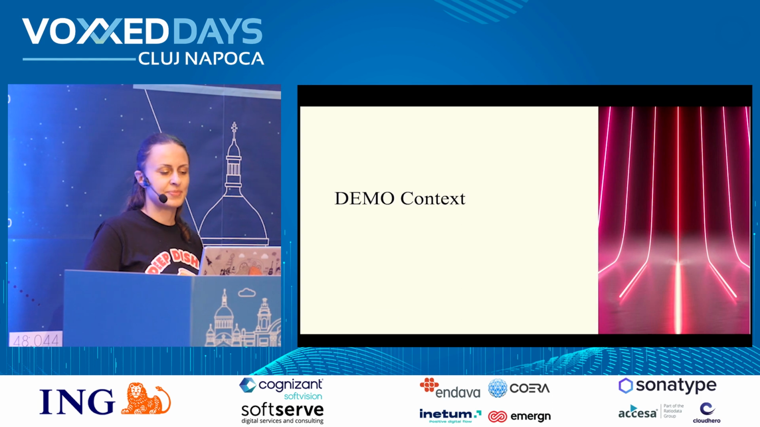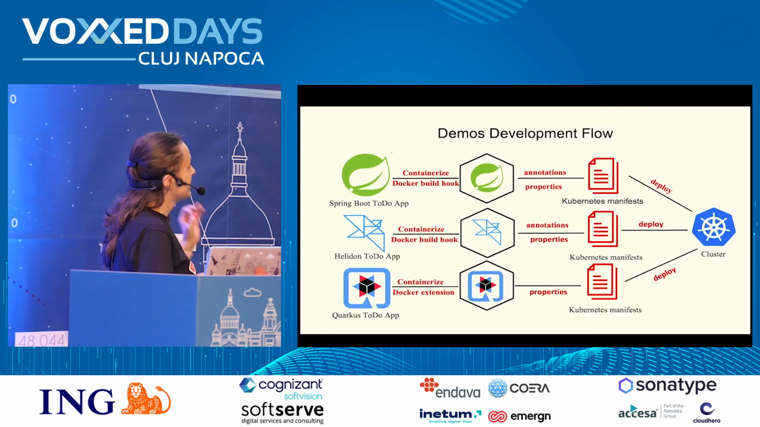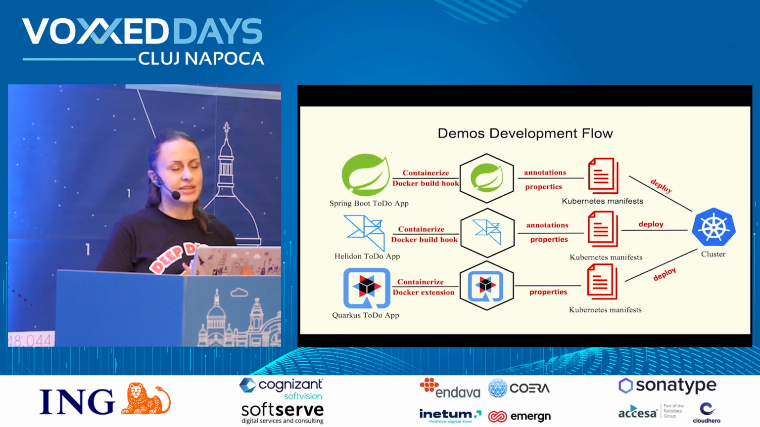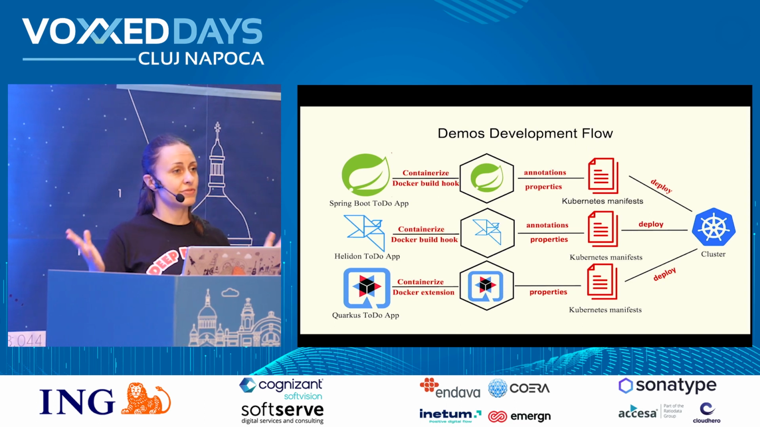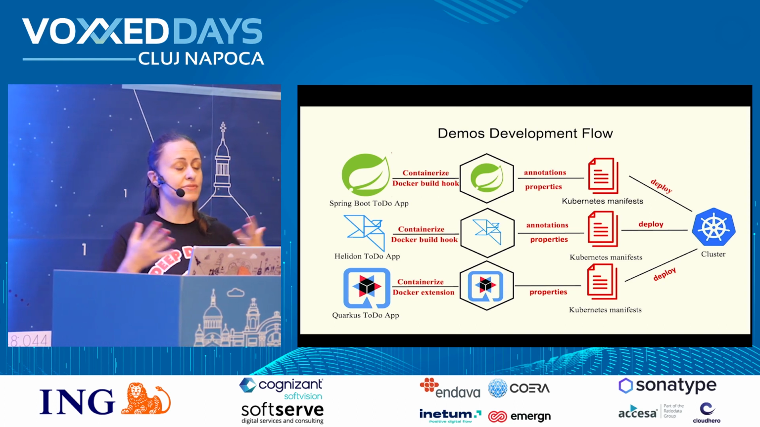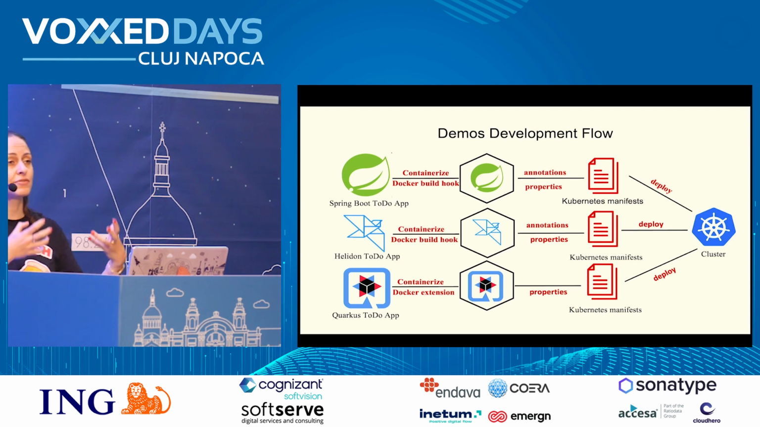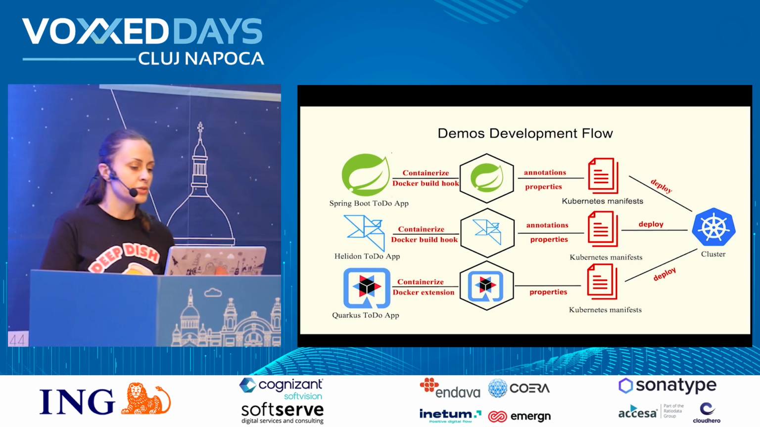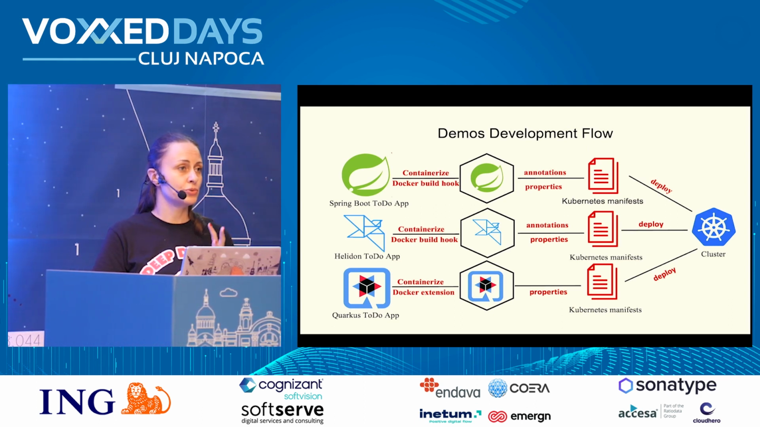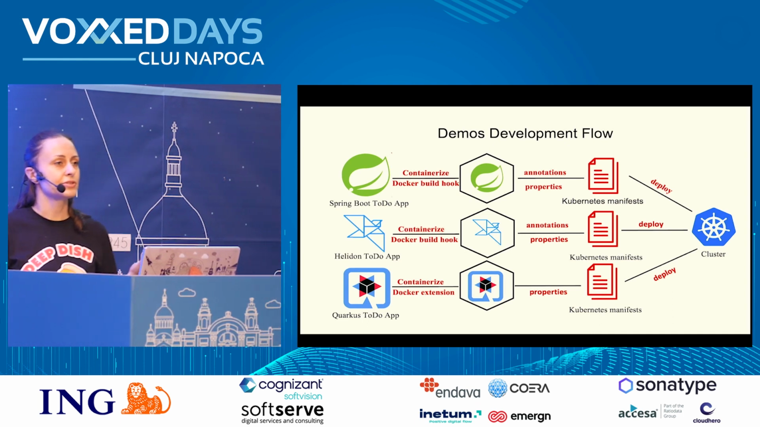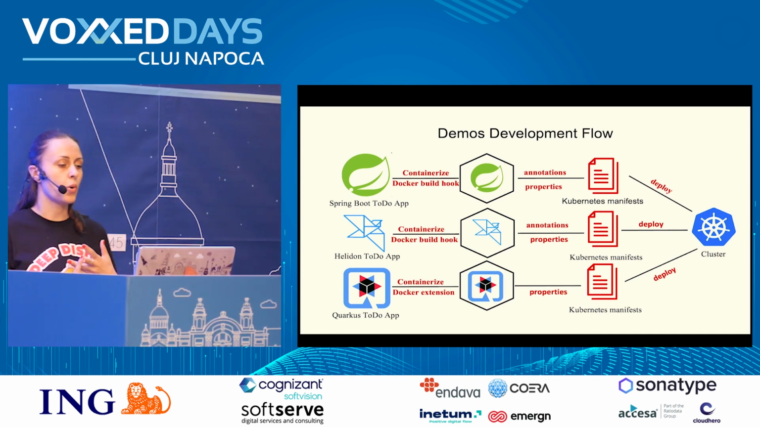Now let's jump into the demo context, because there are going to be a lot of demos today. So the demo context has 3 applications, because I thought to demo Dekorate with different frameworks so that you can see that it works in different contexts. You're not bounded to a specific framework to use Dekorate. So I am using the same to-do app with different flavors in SpringBoot, Helidon, and Quarkus.